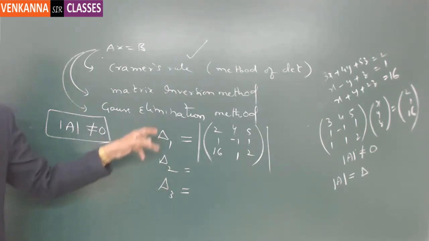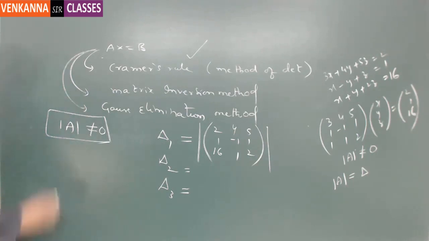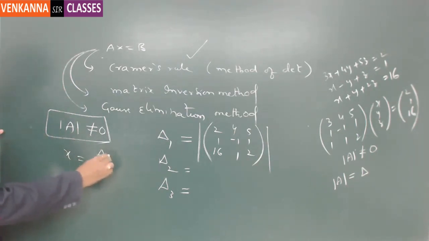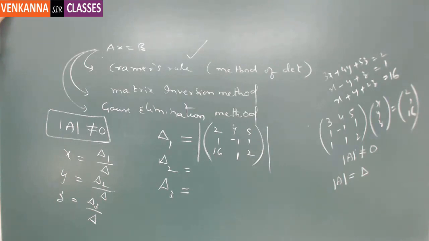So after calculating these 3 more determinants, the values of x, y, z will be taken as x is equal to delta 1 by delta, y is equal to delta 2 by delta, and z is equal to delta 3 by delta. That's why this method we call it the method of determinants. So also known as Cramer's rule. So the main drawback of this method is, right?